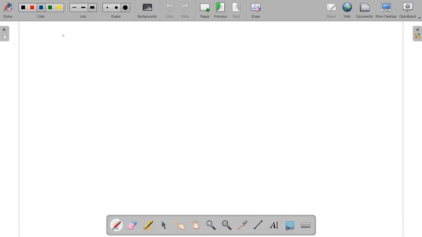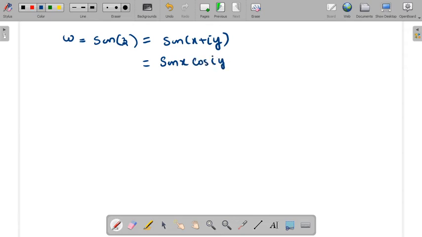So when you go for the image of curves, we will separate the real part and imaginary part. The function is sin z, which is equal to sin(x + iy), and sin(x + iy) can be written as sin x cos iy, we have done this many times before, plus cos x sin iy.